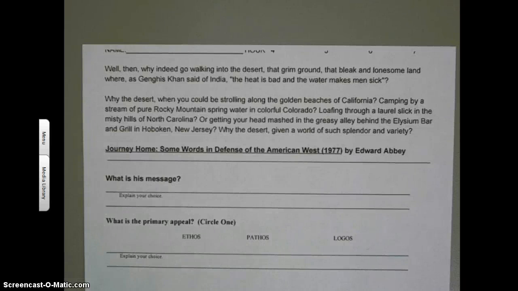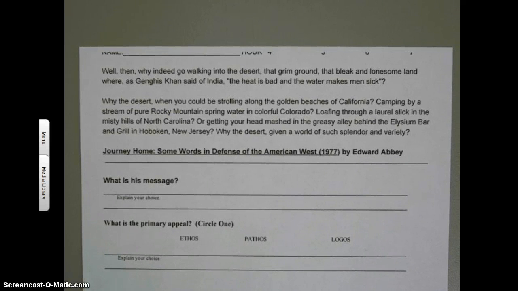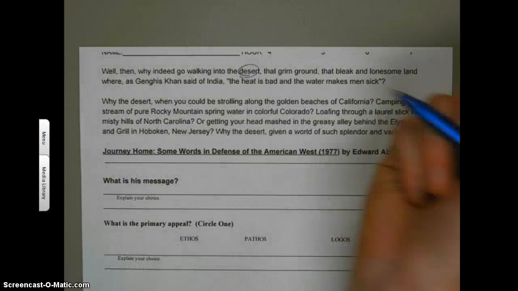Okay, this is our rhetoric review number 1. It's an Edward Abbey writing. So when you're looking at the paragraphs here, you want to ask yourself, what is the topic? And he's talking about the desert. And then how does he feel about the desert?